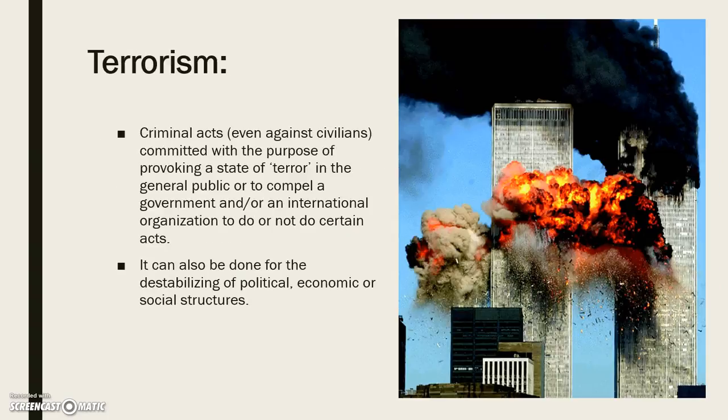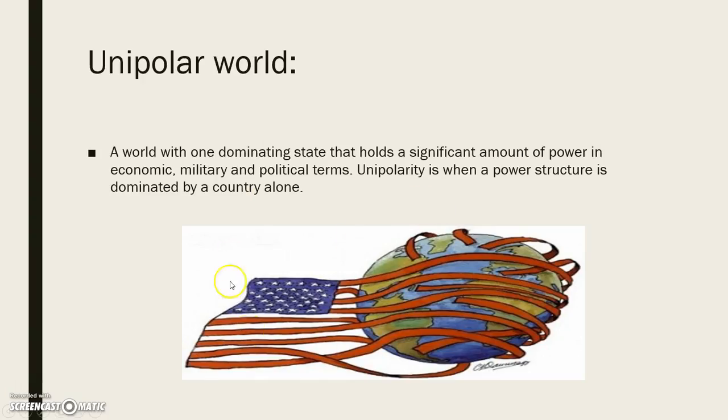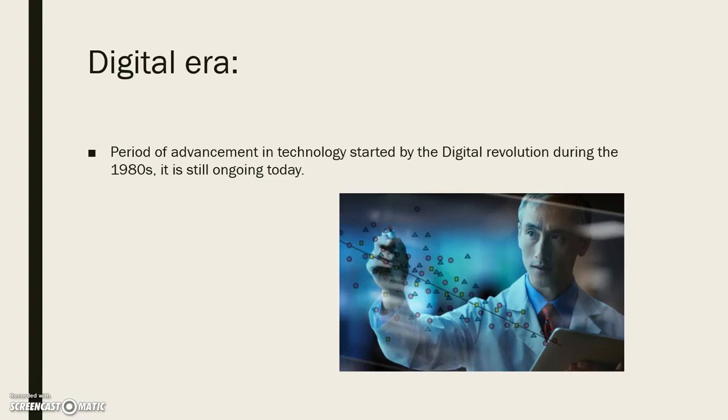Terrorism is criminal acts, even against civilians, made with the purpose of provoking a state of terror in the general public, or to make a government and or an international organization do or not do something. The unipolar world is when one dominating state holds a significant amount of power in economic, military, and political terms. It is held by a country alone. The digital era is a period of advancement in technology that was started by the digital revolution during the 1980s, and it is still ongoing today.